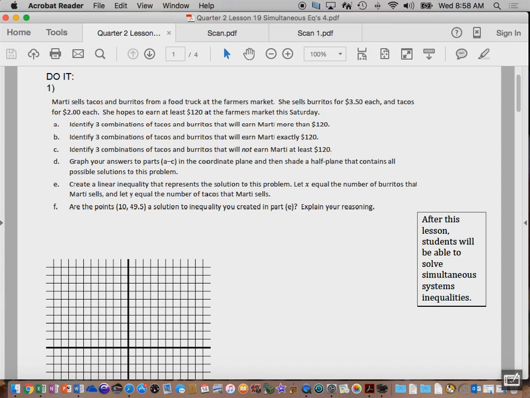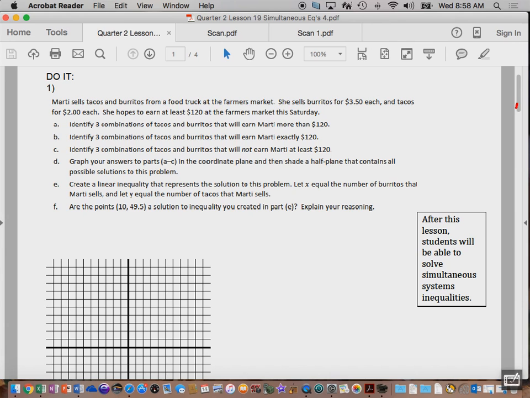All right, now, identify three combinations that will not earn 120. I mean, how easy is that? 0 and 0, 0 and 1, 10 and 1, 10 and 10, etc. So there's many combinations that won't. Next, graph your answers to parts A through C in the coordinate plane, and so on and so forth.